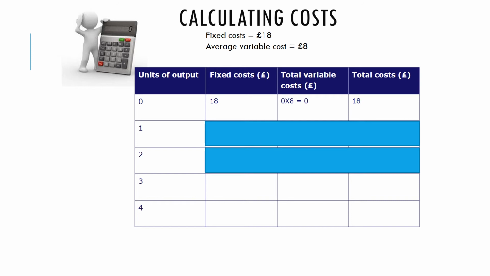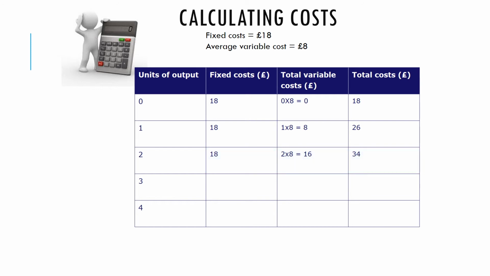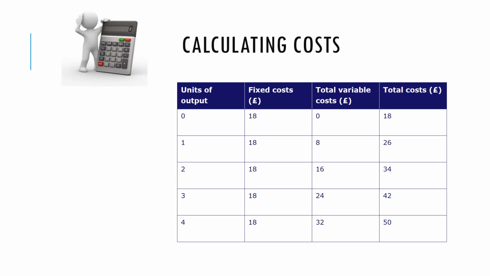Let's have a look at the second row. If 1 unit is produced, again the fixed costs will be 18. The variable costs, well, producing 1 item now, and the cost per item is £8. So our total costs will be £26. For the third row, if 2 units are produced, the fixed costs do not vary. The variable costs will be 2 lots of 8, which gives us 16, so the total costs will be 34. Here's the final complete table. You can check that against how you did a couple of minutes ago.